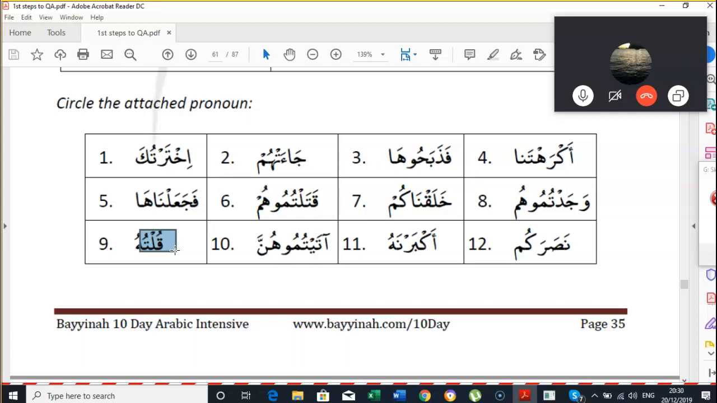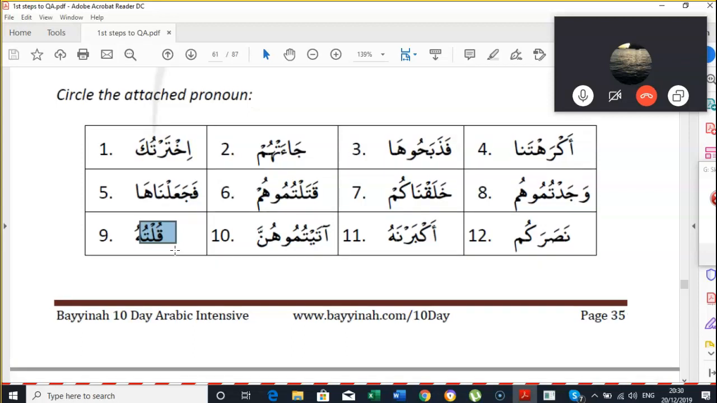It comes from قال, huwa qala, huma qala. What does qultu mean? Said. I said who? No, I didn't say who. I said it, or I said him wouldn't make sense obviously, so I said it basically.